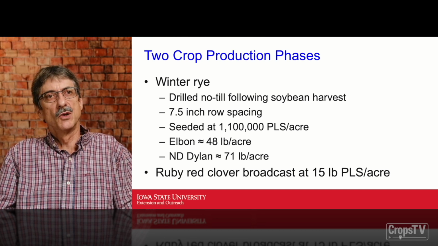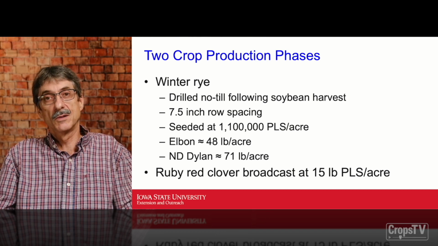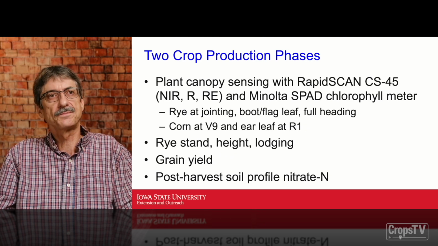And the Ruby Red Clover was frost seeded at about 15 pounds of pure live seed per acre, and with the purity and so on, that went in at about 19 pounds of seed per acre.